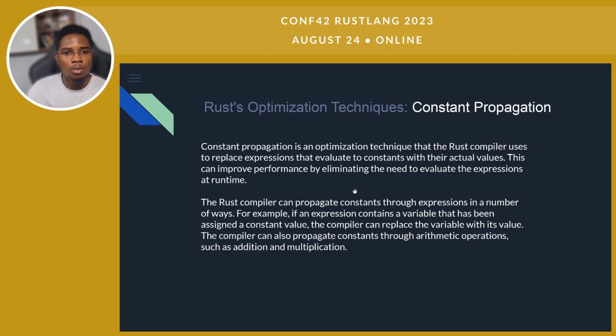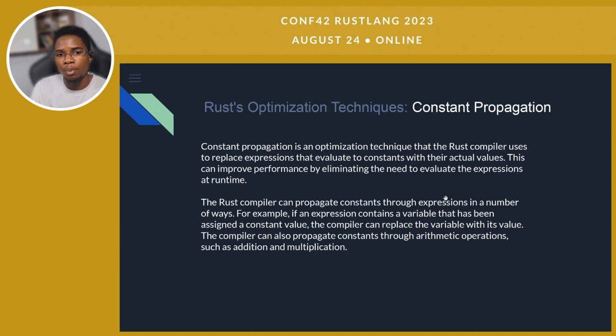Okay, so another optimization technique is using constant propagation. So constant propagation in Rust is basically the compiler evaluating an expression that would always evaluate into a constant and replacing it with the evaluated value at the point of evaluation. So what it basically does is it will improve performance by eliminating the need to evaluate the expression at runtime.